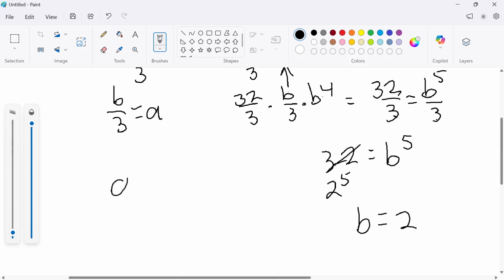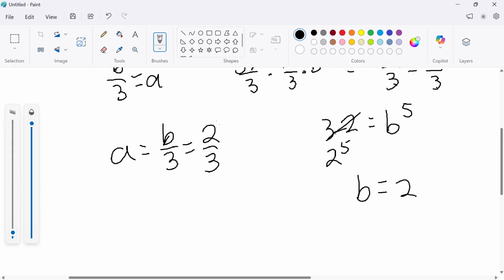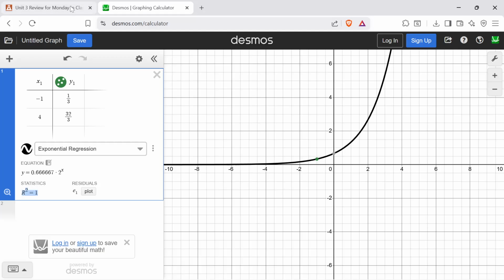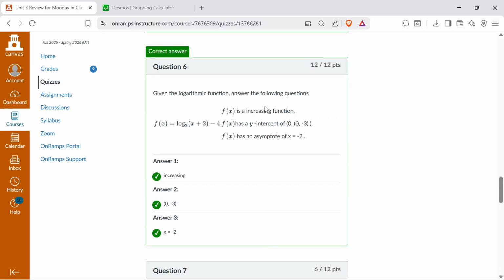And now I know that a equals b over 3 equals 2 over 3. So again, I find the equation is h of x equals 2/3 times 2 to the x power. A is 2/3, b is 2. All right, that's that one. What's next?